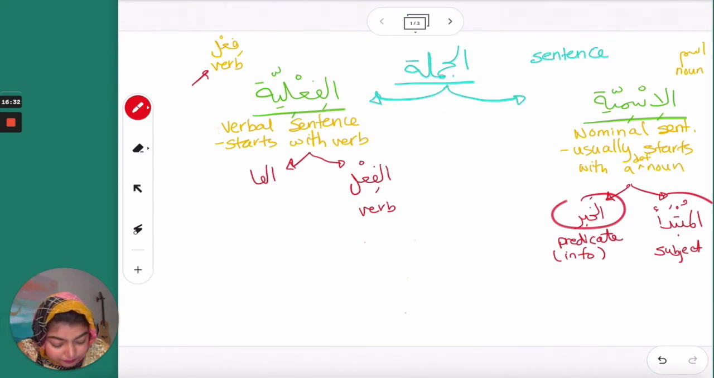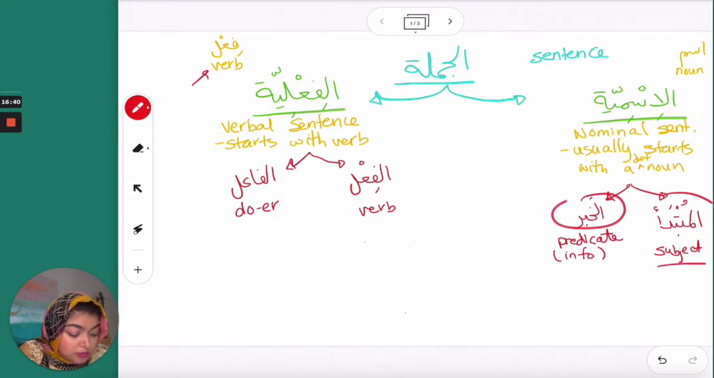والفاعل is the doer. Who is doing the verb? And I'm not using the word subject here because I don't want you to get confused between mubtada and fa'il, because they're two different things. Fa'il is who is doing the verb, who's doing the action. Okay? These are the two main parts of the sentence. You cannot have a complete sentence that's verbal without having the verb and the one who's doing the verb.